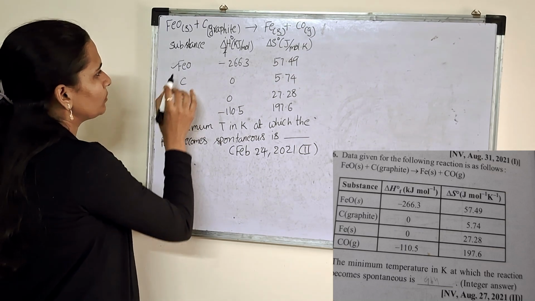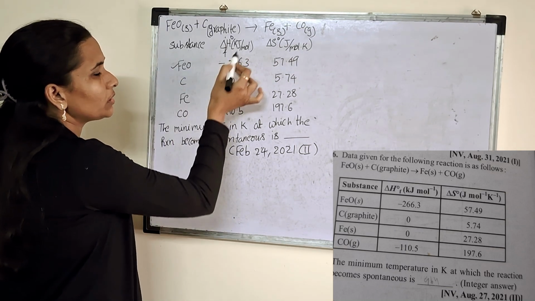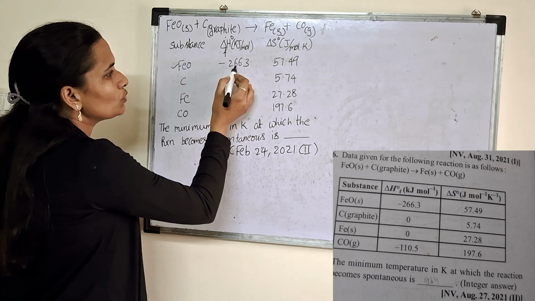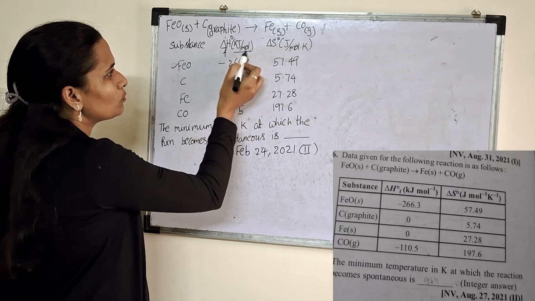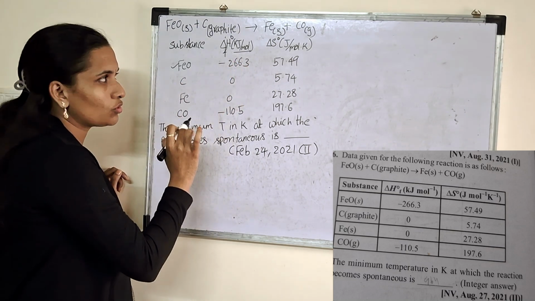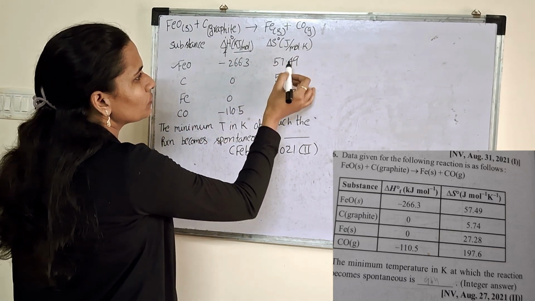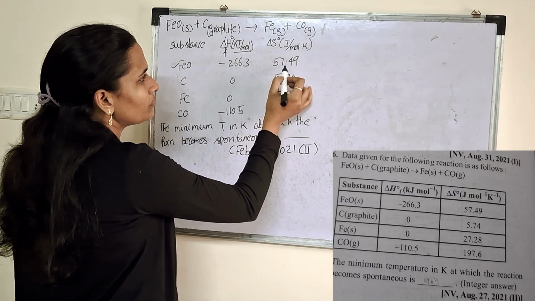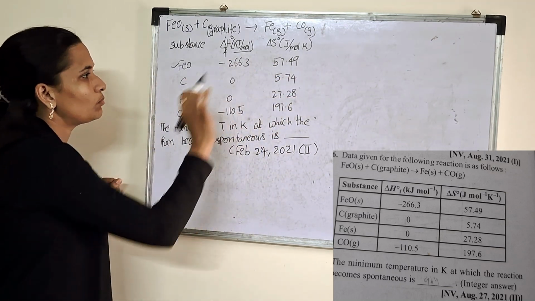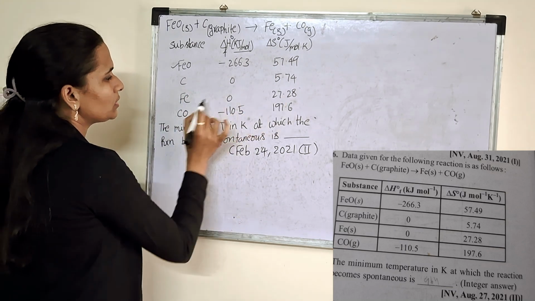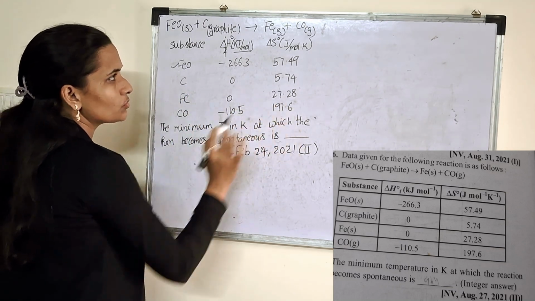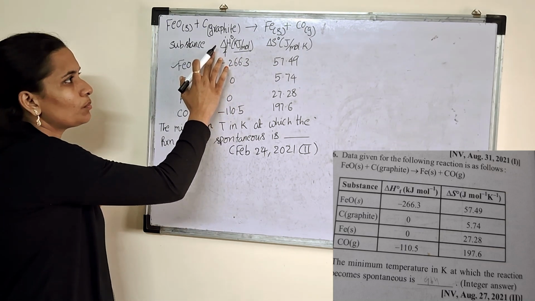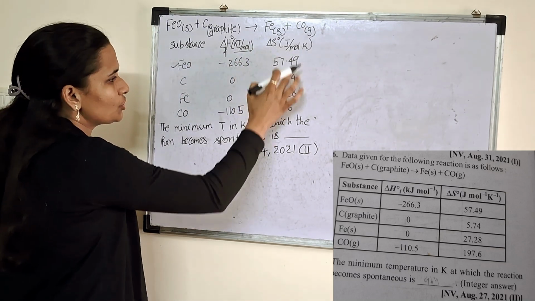For FeO, the standard enthalpy of formation is minus 266.3 kilojoule per mole. Delta H of formation is given in kilojoule per mole, and delta S is given in joule per mole Kelvin; for FeO, that is 57.49 joule per mole Kelvin. The values for carbon, Fe, and CO are also given. In this column they gave the standard enthalpy of formation, and here the standard entropy.